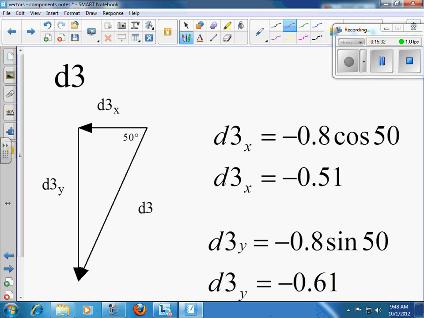D3y is also minus. Why is this one minus? It's down, so minus 0.8 sine 50. If the x is the cos, is the y going to have to be the sine? You always use a sine and a cos, because one's going to be opposite and one's going to be adjacent. So one will be cos and one will be sine, and they'll always be the opposite. So D3y is minus 0.8 sine 50, in this case minus 0.65. I'll pause for a second because I know you're jotting that down.